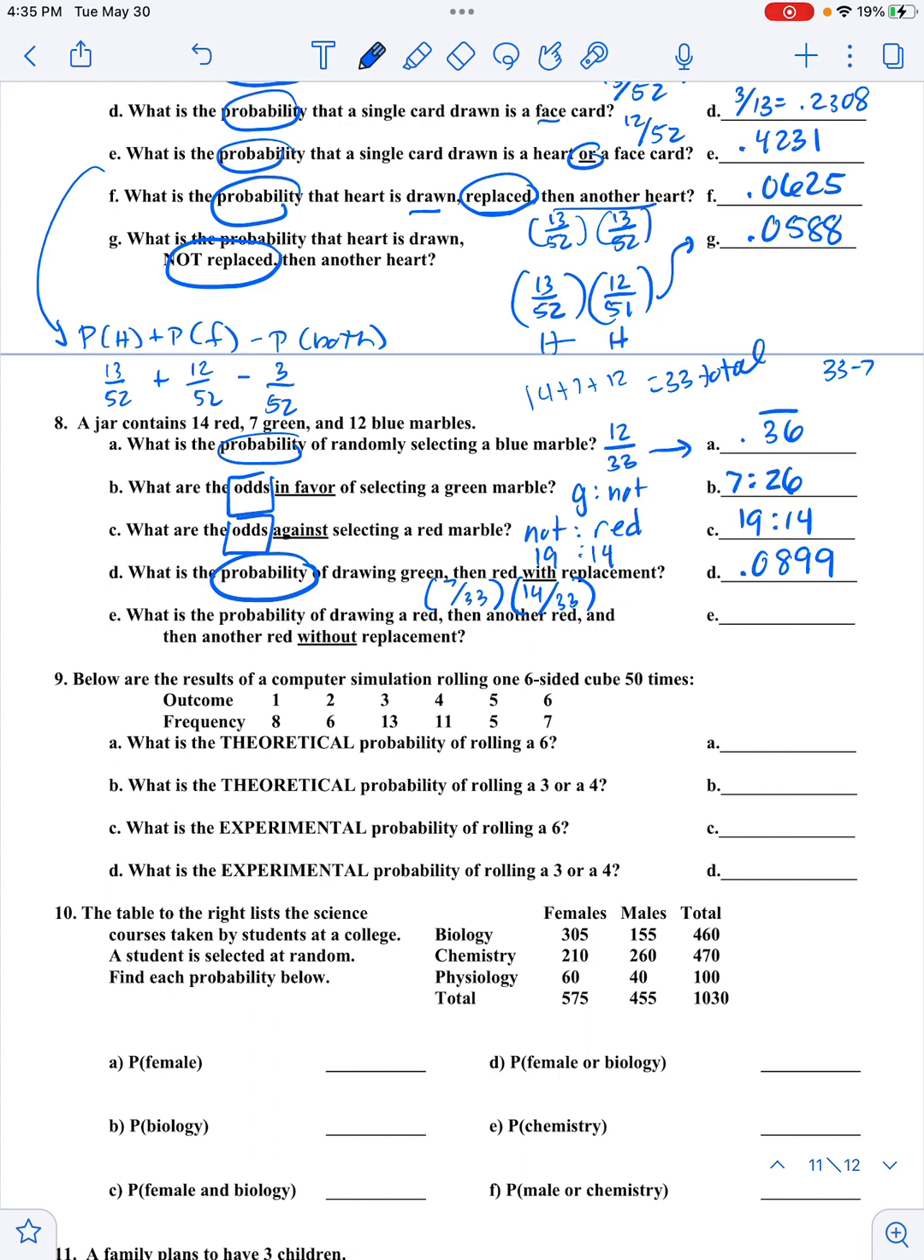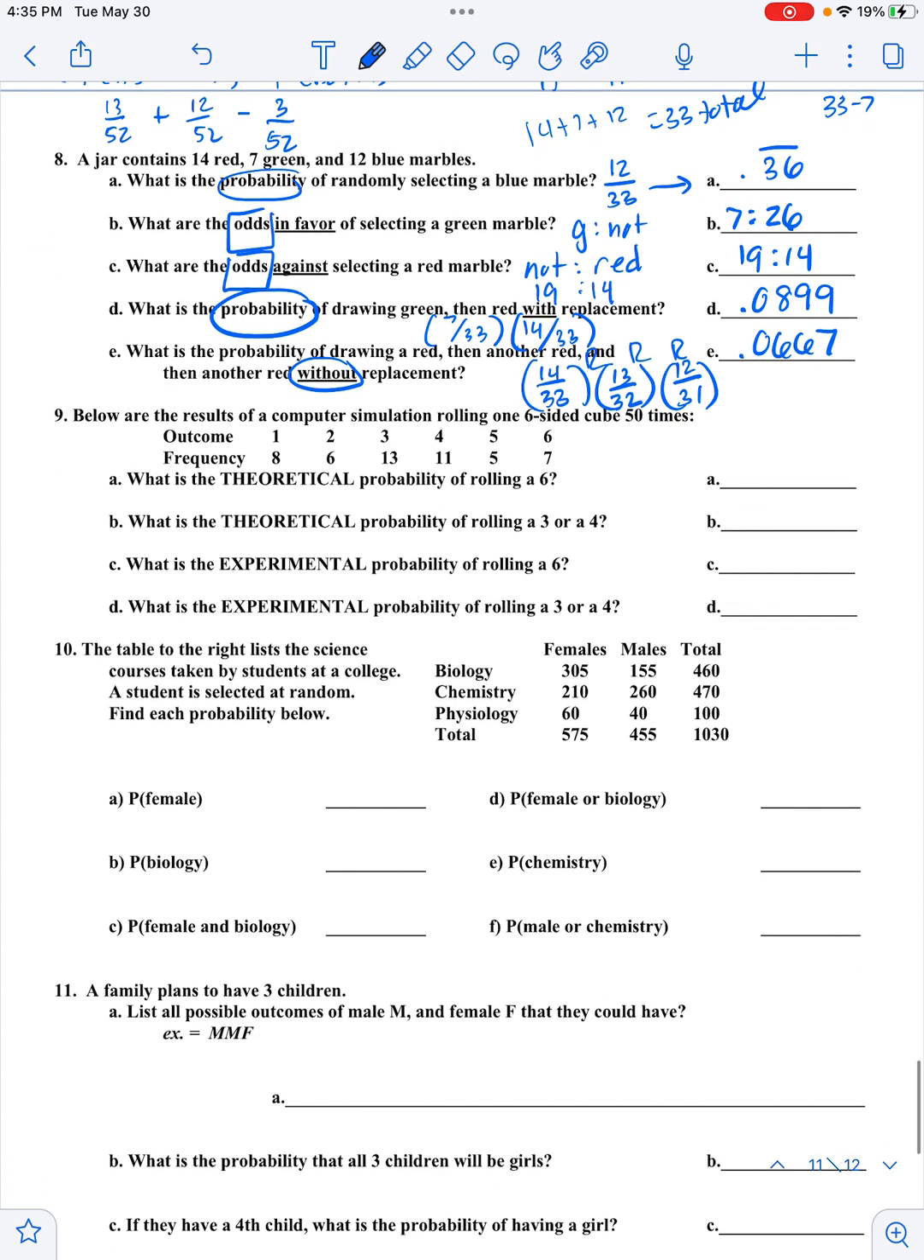What is the probability of drawing red and then another red and then another red without replacement? So I have 14 reds out of 33, but I kept a red. So now I have 13 reds out of 32, and I kept that red. So now I only have 12 reds out of 31. So the top number is going down as well as the bottom because I'm trying to get the same thing each time. And when I multiplied those together, I got 0.0667.